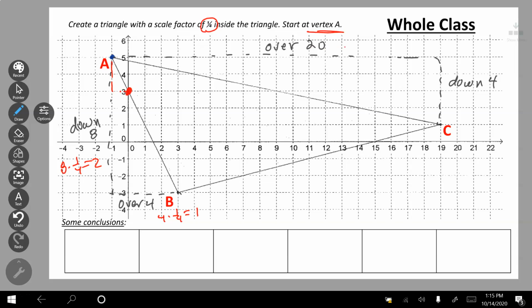And for this one, well, 20 times a fourth is equal to 5. And 4 times a fourth is equal to 1 because I'm always using my scale factor. So I have to go over 5. 1, 2, 3, 4, 5. And down 1. That's my new point. So this point here is B prime. This point here is C prime.